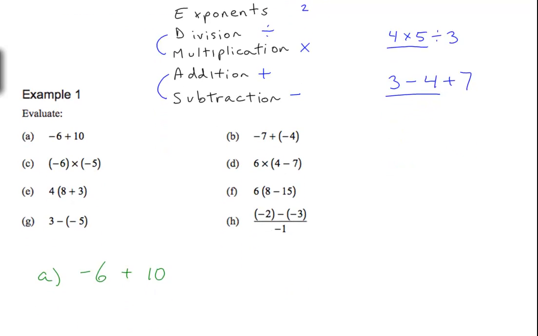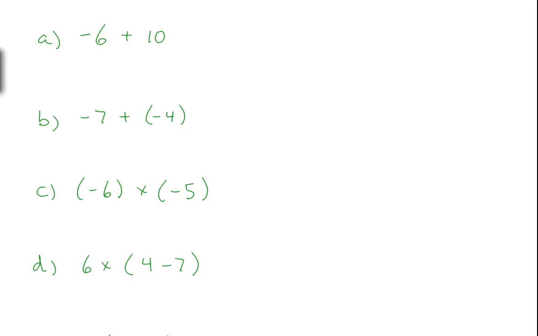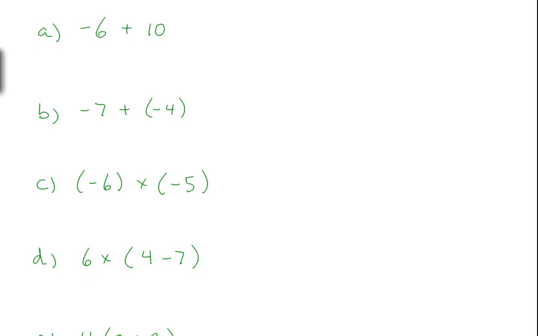So let's look at some examples. I've written them all out here so we can just go straight down to them. A is negative 6 plus 10. There isn't much that needs to be done here. We simply add 10 to negative 6 and we will get 4. Okay, easy start. B, negative 7 plus negative 4. What does this mean? Okay, we're adding a negative number, so we're subtracting that number from negative 7. Negative 7 minus 4 is actually negative 11.